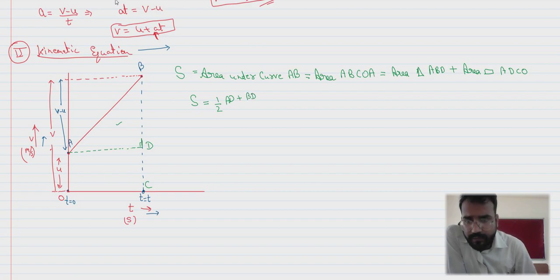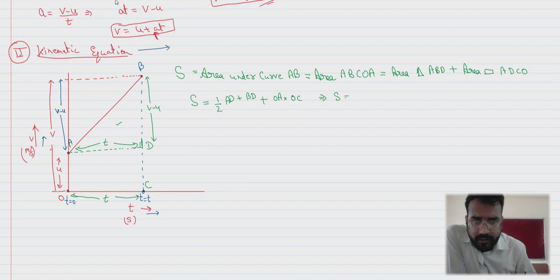BD. If we talk about the BD value, it is equal to V minus U, as we can see from the curve. This is the value of T only, because we can see this is the time T minus 0, therefore it will be T only, plus then area of rectangle OA into OC. This is what we have, the displacement part.